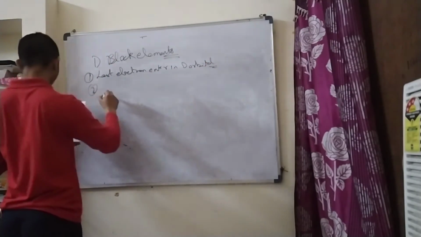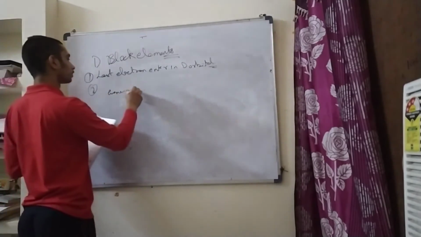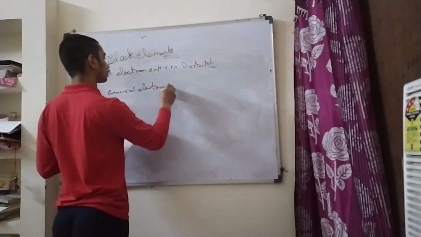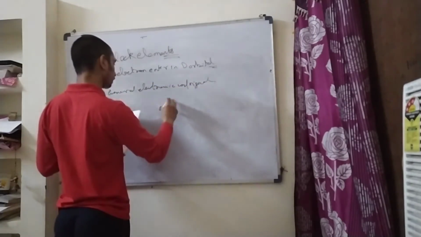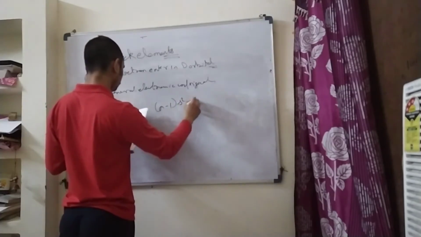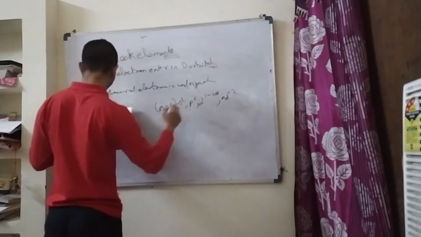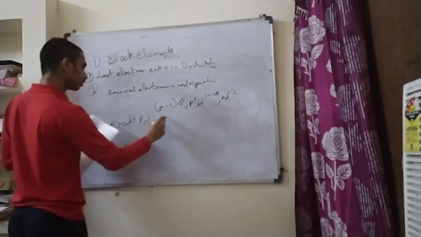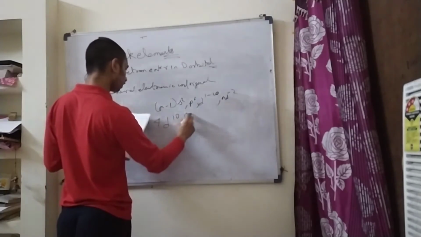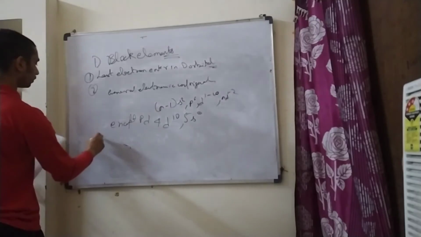And second part, the general electronic configuration is (n minus 1) d1 to 10 ns1 to 2, except palladium, whose electronic configuration is 4d10 5s0. Here all elements are metals.